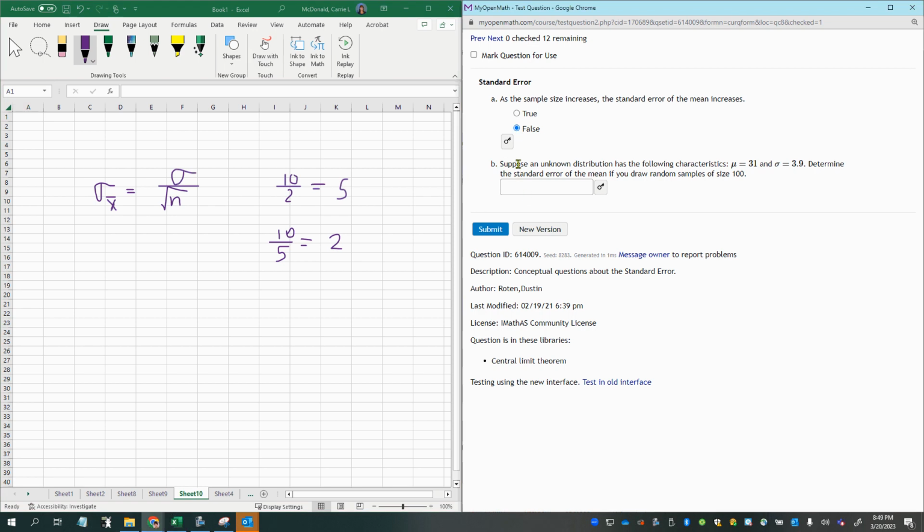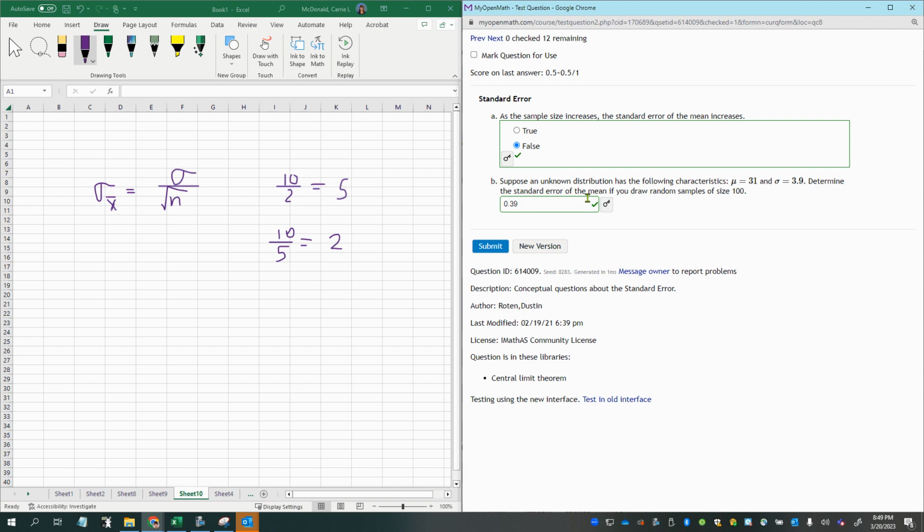And then part B says, suppose an unknown distribution has the following characteristics: a mean of 31, a standard deviation of 3.9. Determine the standard error of the mean if you draw random samples of 100. So if you take the standard deviation 3.9 and divide it by the square root of the sample size, well, the square root of 100 is 10. So if I divide 3.9 by 10, that will move the decimal place back one place. So that would be my new standard deviation for the sampling distribution, the standard error.